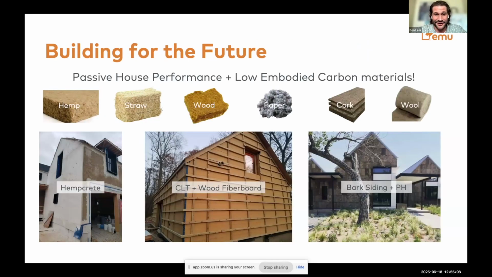It's not anything groundbreaking. It's using better materials, things like hemp, straw, wood, paper, cork, wool, and incorporating them into our projects. So here's a hempcrete project in Cape Cod, a CLT plus wood fiber project in upstate New York, a bark siding Passive House project in Fort Collins, Colorado. So we definitely have this technology, we understand it, and this analysis shows that embodied carbon is something we definitely want to think about. But in the long run, we still need to consider operational carbon because it's going to just keep adding up over time and over time.